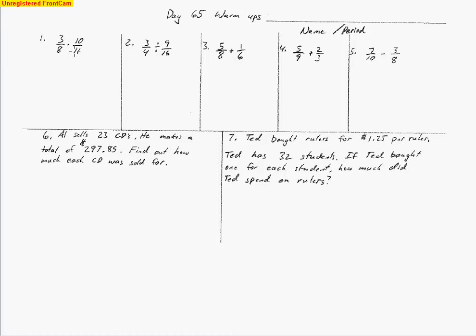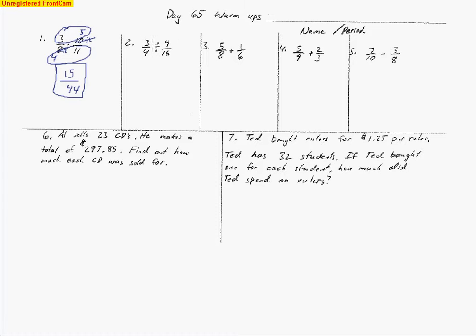3 and 11, I don't see any common factors there, but I do see I could divide the 8 and the 10 by 2. When I do that, the 8 becomes a 4, the 10 becomes a 5. Now I multiply straight across, and I'm left with 3 times 5 makes 15. And 4 times 11, well, that gives me 44. And that's reduced. No common factors there, so I've got my answer.